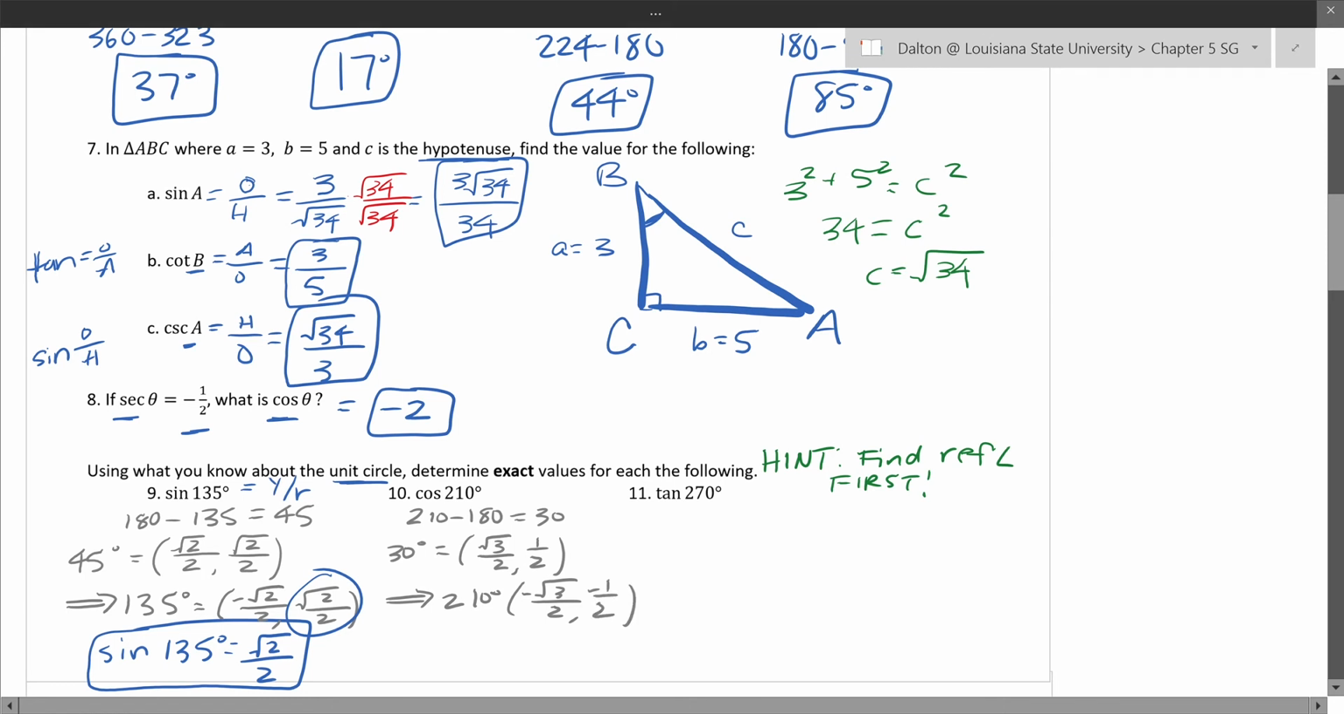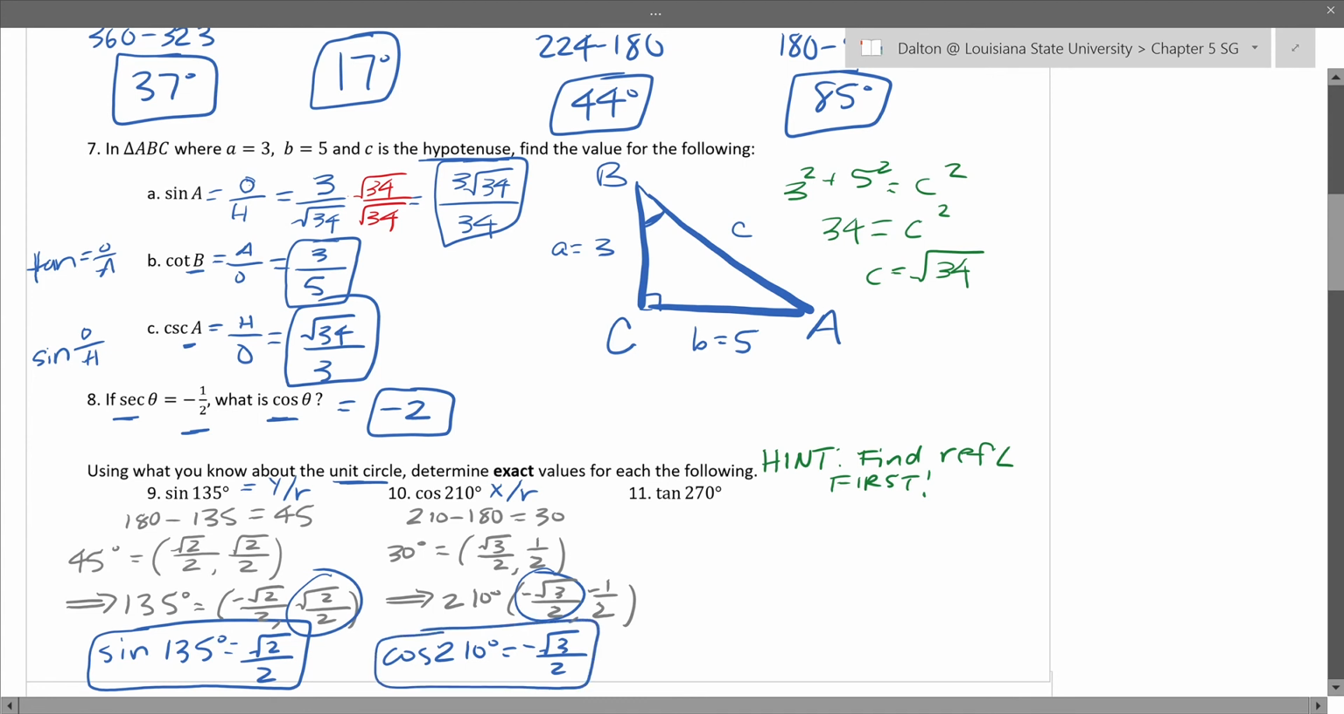Therefore, if you recall that the cosine is x over r, again, we know the radius is 1, so we're just looking for the x value. Therefore, the cosine of 210 degrees is equal to negative square root of 3 over 2, just the x value of that coordinate.